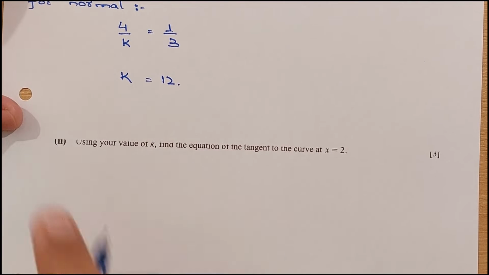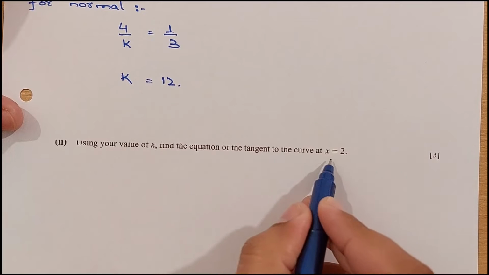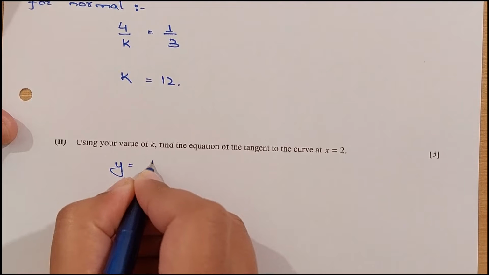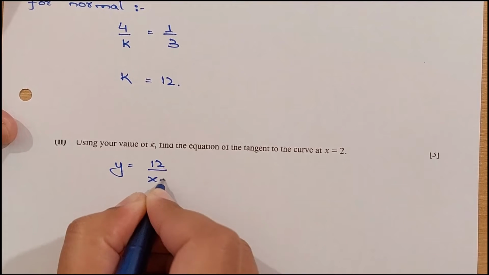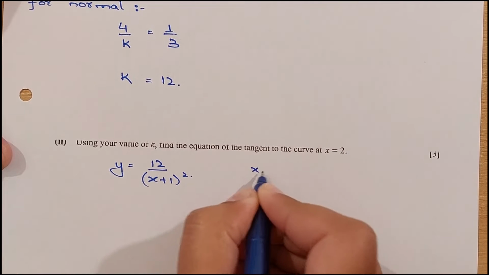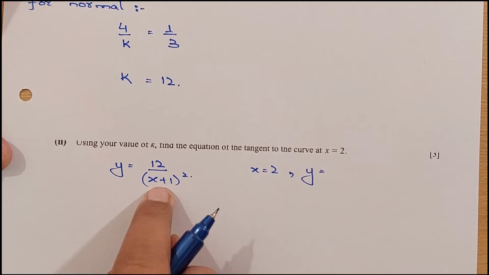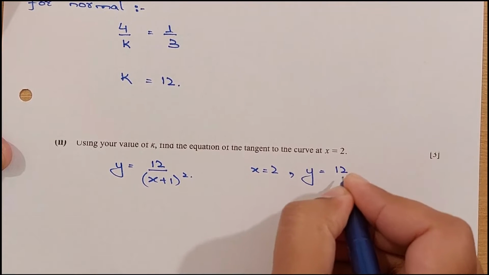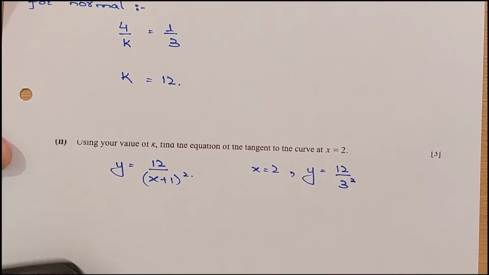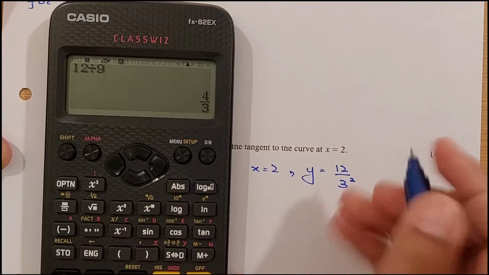Now for the second part, using your value of k, that is 12, find the equation of tangent to the curve at x equals 2. So y equals 12 over (x plus 1) whole squared. For the equation of tangent, x equals 2. So what is the y value? The y is 12 over (2 plus 1) squared. 2 plus 1 is 3, yes. So 12 divided by 9 is 4 by 3.